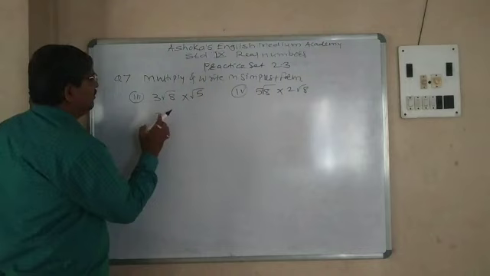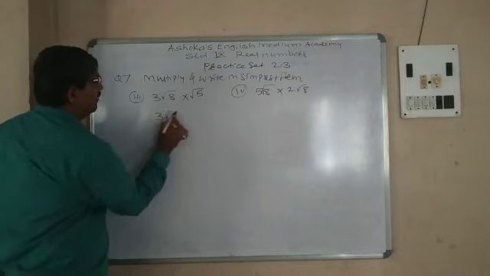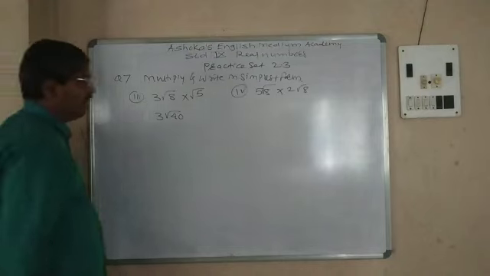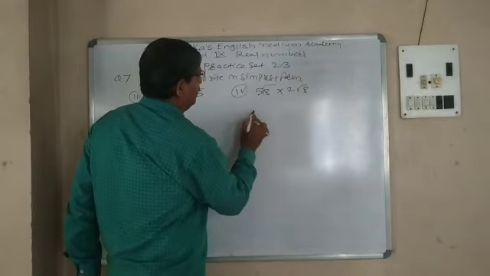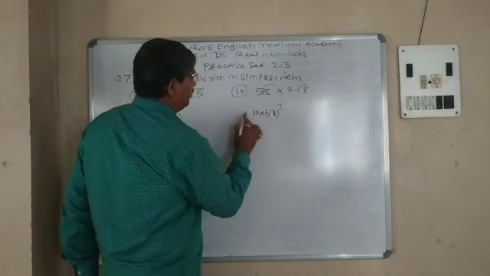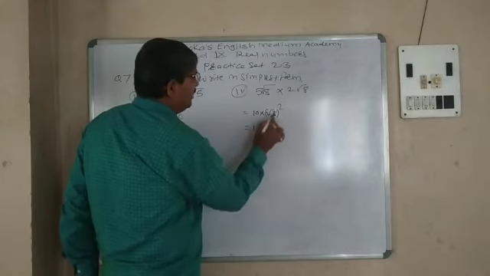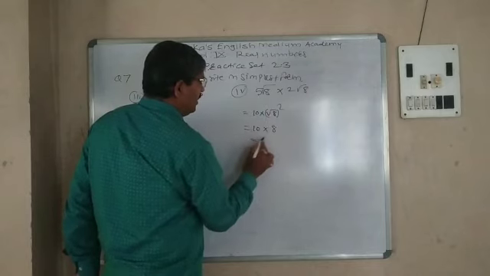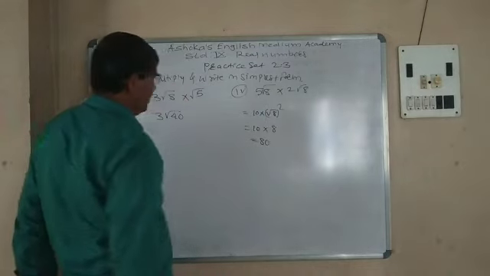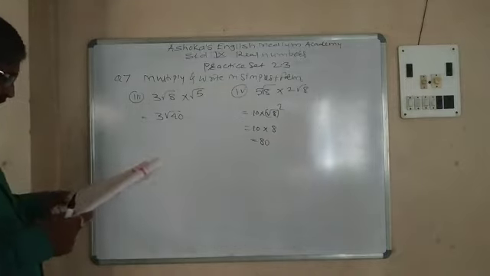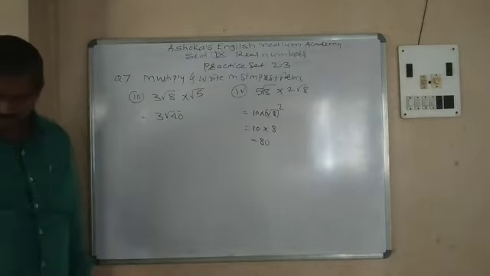Here 3 root 8 into root 5 is 3 root 40. Finished. Now here 5 2s are 10 and root 8 into root 8 is a square. Then this is 10 and this will become 8. Root 8 bracket square is only 8. 10 8s are 80, that is the answer. Understand?